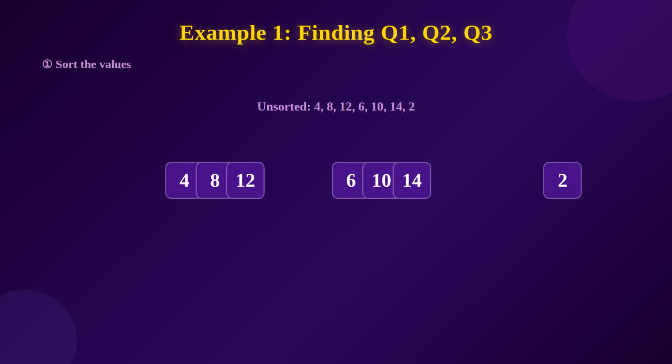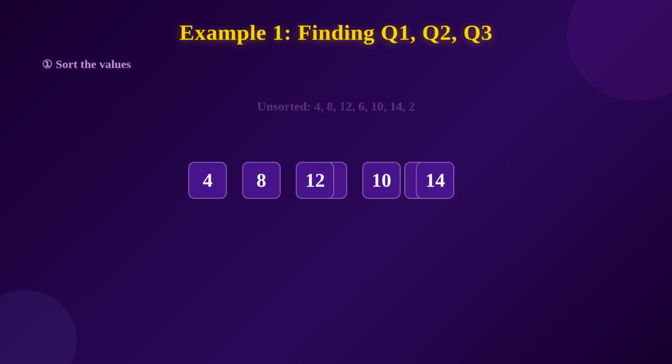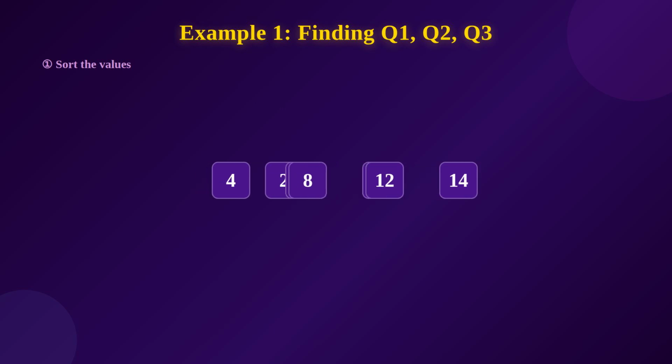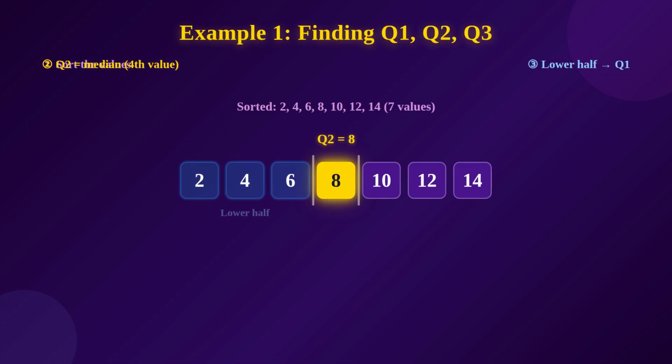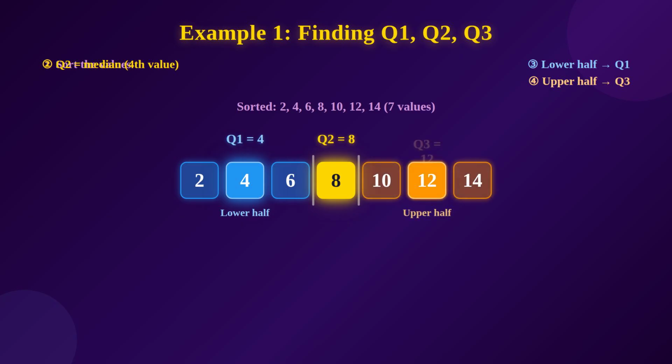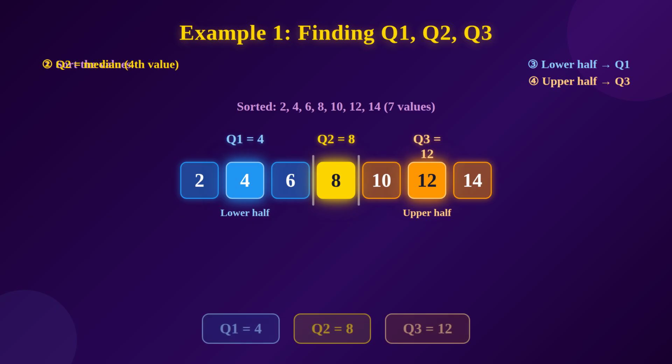Marcus's first homework problem uses these quiz scores: 4, 8, 12, 6, 10, 14, 2. Step 1, sort them. 2, 4, 6, 8, 10, 12, 14. Great, 7 values total. Step 2, find Q2, the median. With 7 values, the middle one is the 4th value. That's 8, so Q2 equals 8.